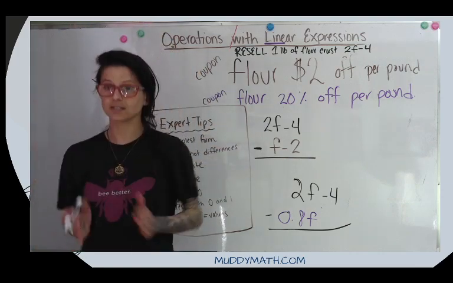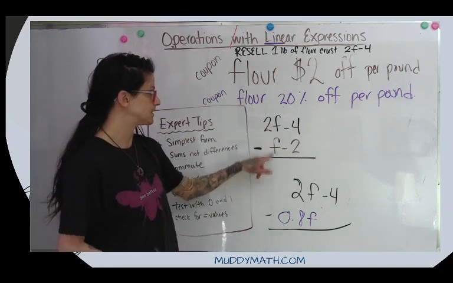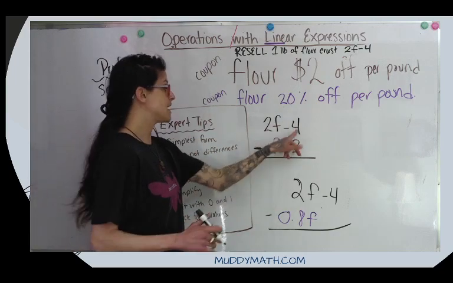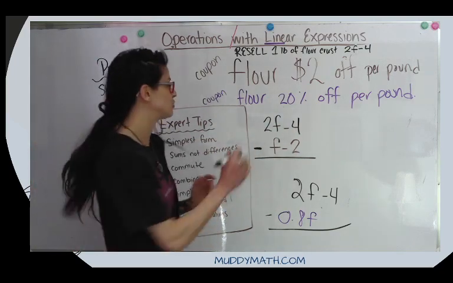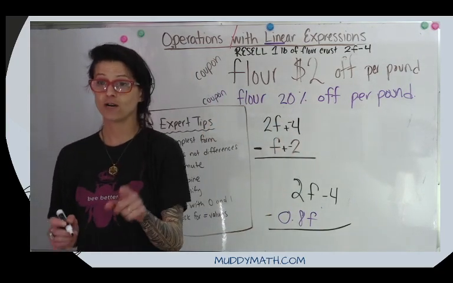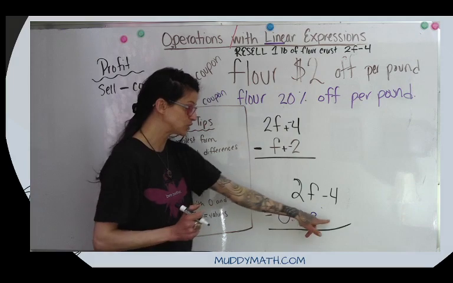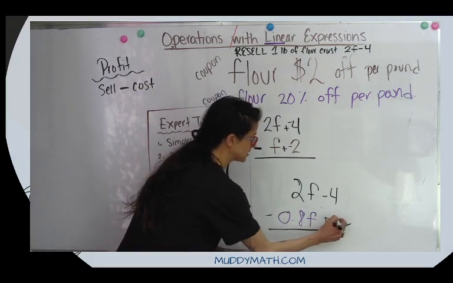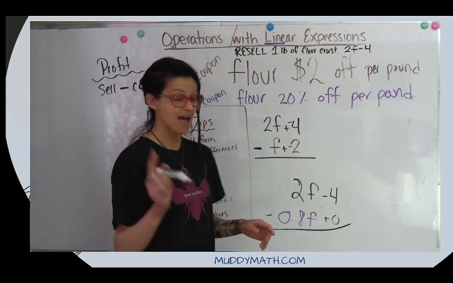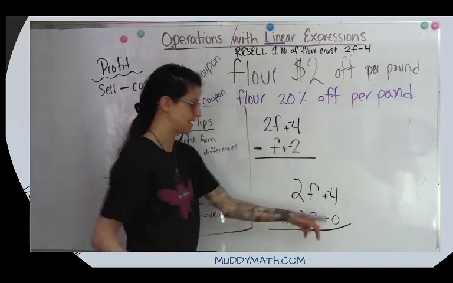So I like doing horizontal setups for adding and subtracting linear expressions because what I can do is line up the like terms. So 2F and F are like terms. They both have an F to the first power. Negative 4 and negative 2, remember we want addition of the opposite. Negative 4 and negative 2 have no variables. They're called constants and they're like terms, so we stack them. Here we don't have a constant. It's kind of like plus 0. We can do that as a placeholder. And then 2F and 8/10 F are like terms. And now negative 4 plus the opposite and 0 are like terms.